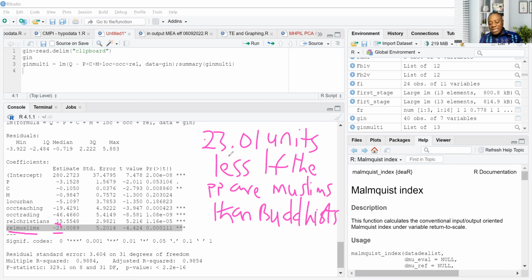Now, you have learned how to interpret. If I were to ask you to interpret religion Christian, I'm sure many of you will be able to crack that code. Come on, you will do it. If you were to interpret Christians, all you have to do is to go through the same thing. You don't mention the religion. So you say that on average, giving PCM, location, and occupation, quantity demanded is predicted to be 15.55 units more if the people are Christians than Buddhists. That's it. 15.55 units more. More because the coefficient 15 is positive.